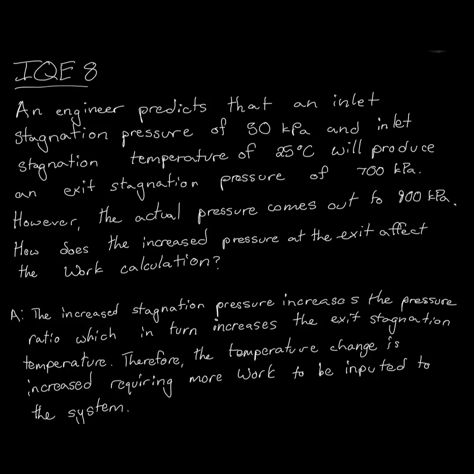My conceptual question for IQE8 is: an engineer predicts that an inlet stagnation pressure of 50 kPa and an inlet stagnation temperature of 25 degrees Celsius will produce an exit stagnation pressure of 700 kPa. However, the actual pressure comes out to 900 kPa. How does the increased pressure at the exit affect the work calculation?